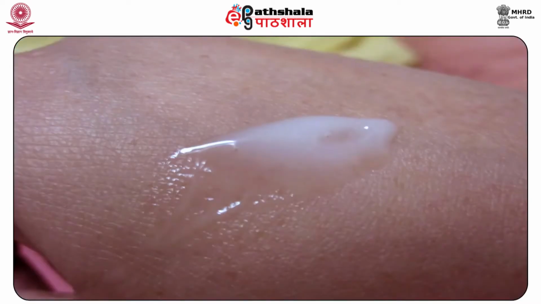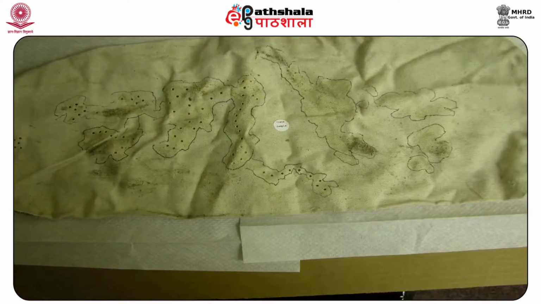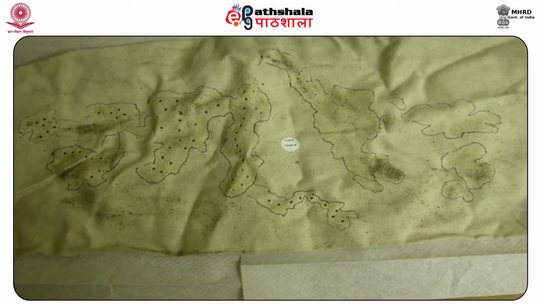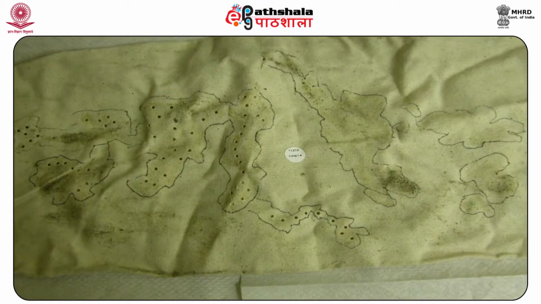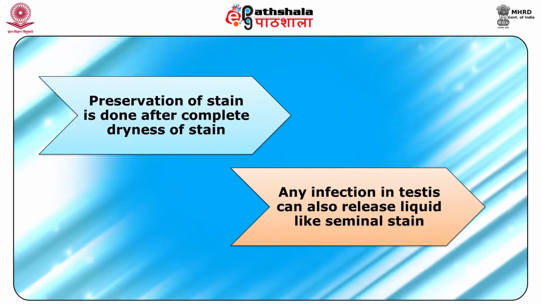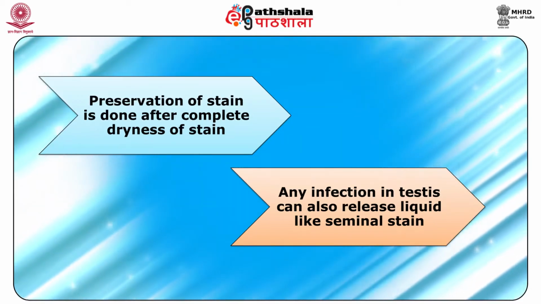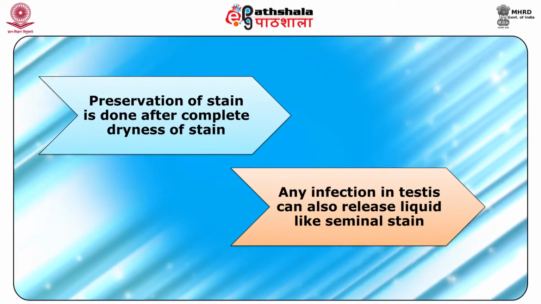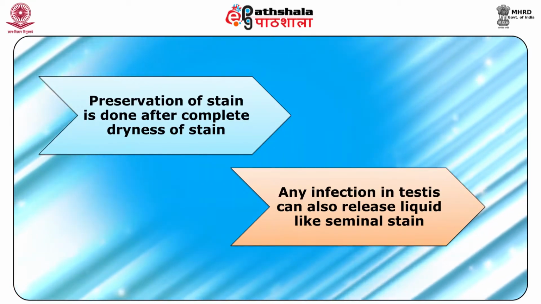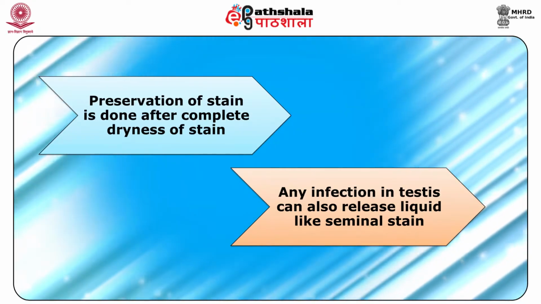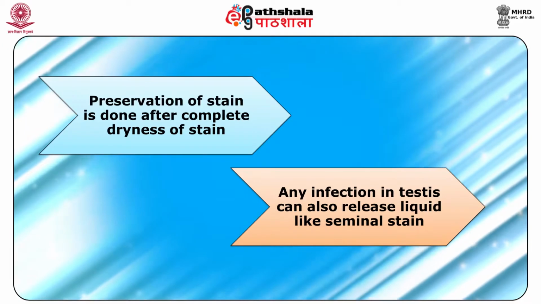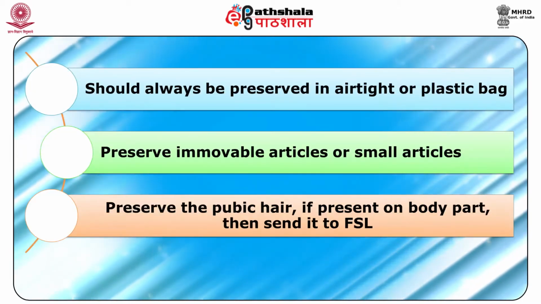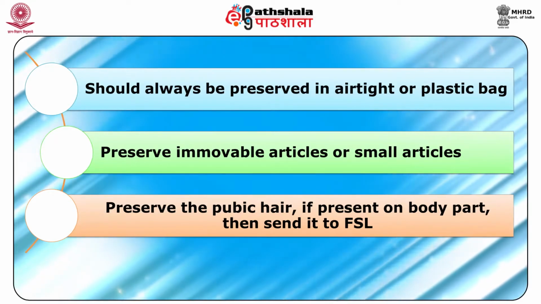Next we have semen. Collection of a semen stain needs much precaution. Semen becomes brittle after drying. So, if the cloth or other article is not handled properly or is folded, then spermatozoa are broken into pieces. Preservation of a semen stain is always performed after complete dryness of the stain. If the stain is wet, then bacterial growth starts and putrefaction may occur due to the presence of protein in the semen. Any infection in the testes due to some bacteria also secretes a liquid like a seminal stain from the testes, which creates doubt about semen. It is always preserved in an air bag, not in an airtight bag or plastic bag.